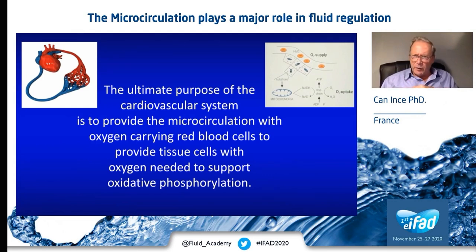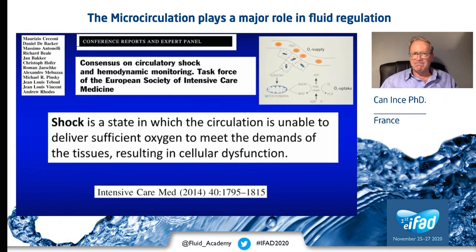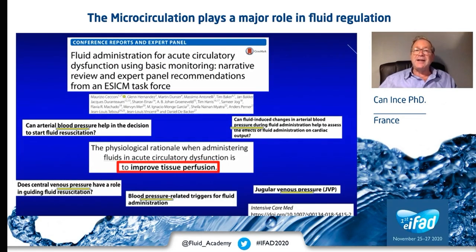Because even though there might be flow of some sort, if that's not carrying any oxygen, then the purpose of resuscitation is missed. So shock is a state in which the circulation is unable to deliver sufficient oxygen to meet the demands of the tissues. So if you want to revert that, you have to provide oxygen in the circulation and improve what is generally called tissue perfusion.